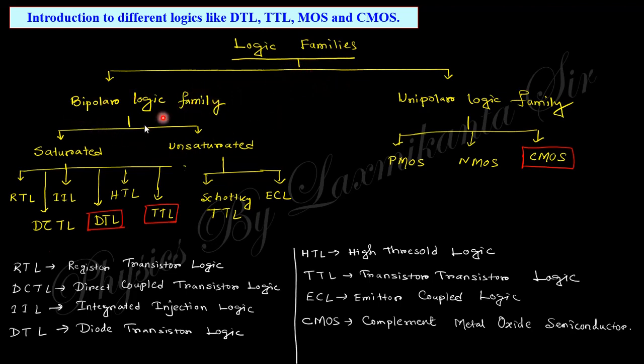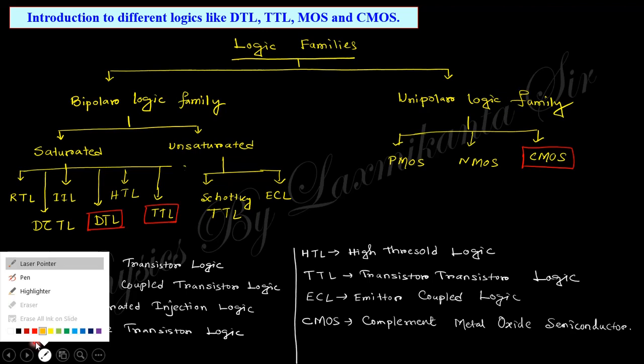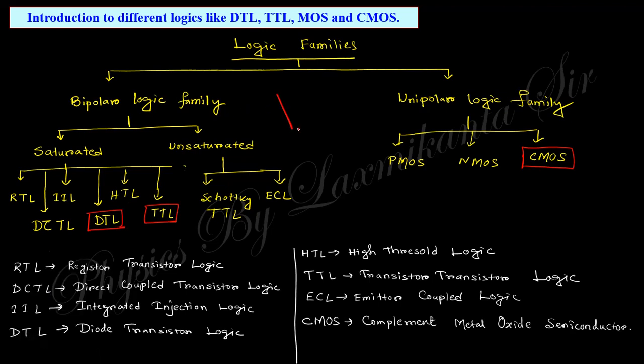This bipolar logic family is then classified into saturated and unsaturated types. In a transistor, you have three regions: saturation, active and the cutoff region, right? If you remember the output characteristics of the transistor, this is the saturation region, this is cutoff and this is the active. If it operates in the saturation region, it is called saturated, and if not in the saturation region, it is called unsaturated.